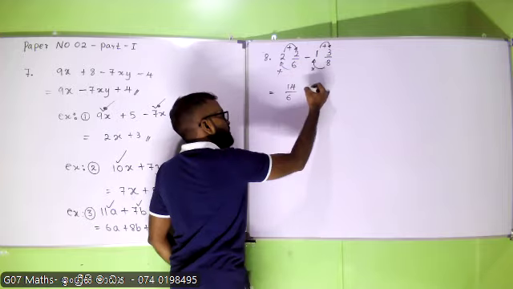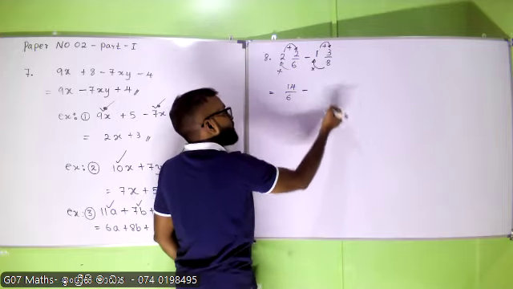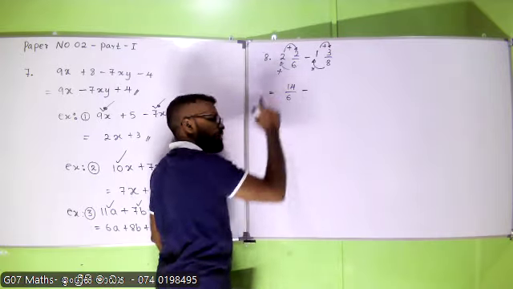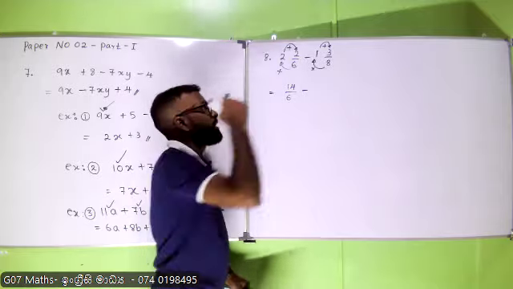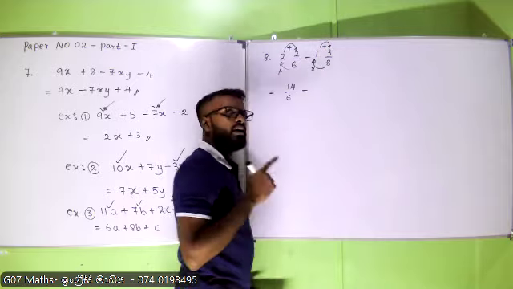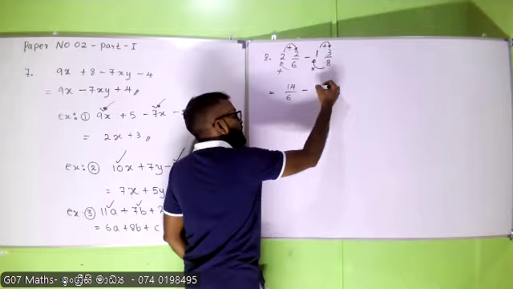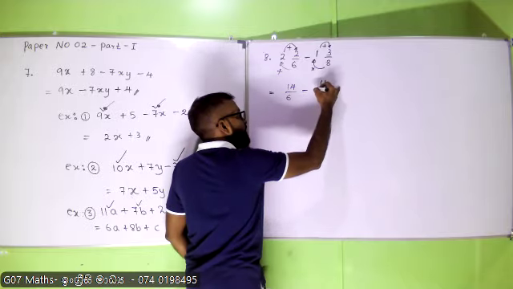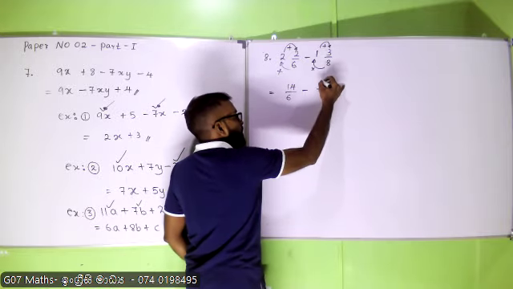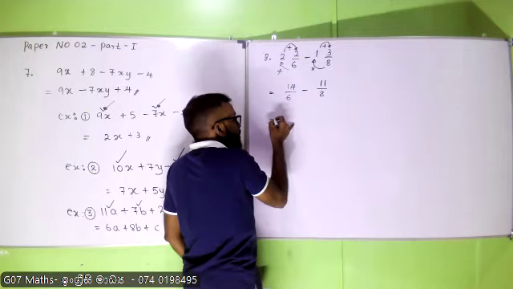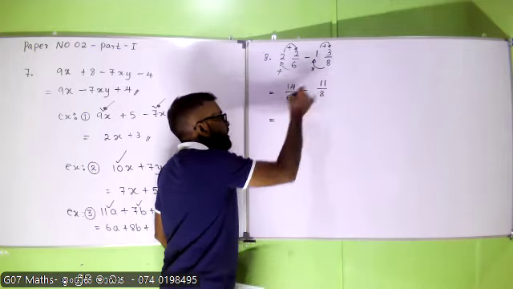Here I have a minus sign. 8 times 1, 8. Keep that in your mind. 8 plus 3, 11. My numerator is 11. The denominator does not change. The denominator is 8. Now, how are we going to do this one?